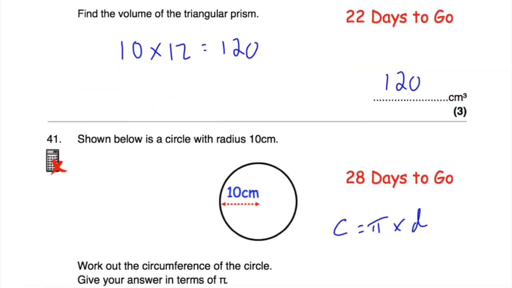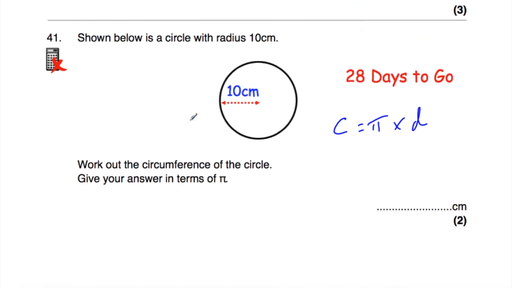Okay, let's look at our next question, question number 41. We've got a circle and we want to find the circumference of the circle. Yesterday I wrote down the hint that circumference is equal to pi times diameter. You might remember the song, circumference is pi times diameter. That's a non-calculator question, so we're going to do circumference equals pi multiplied by the diameter. The radius of the circle is 10, so that means the diameter the whole way across would be 20 centimeters.